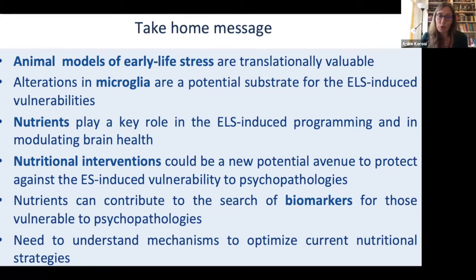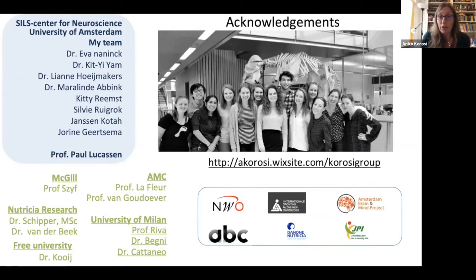Of course, we still have a lot of work to do, also to tease apart possible other time windows and nutritional composition for this. Nutrients can contribute maybe in the search of biomarkers for those that might be vulnerable. And so we need to understand much more about the mechanism and the causality to optimize the current nutritional strategies.